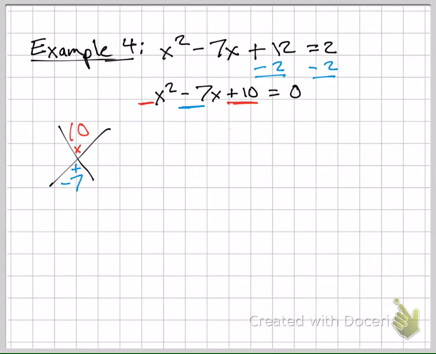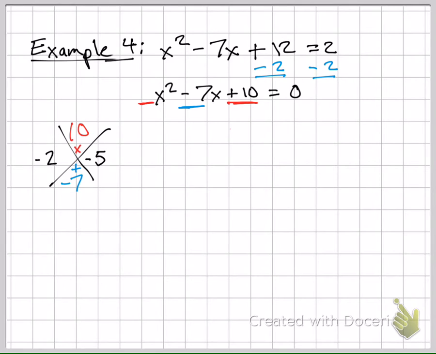Well, wait, 2 and 5 sounds pretty good, right? Because 2 plus 5 is 7, but it has to be negative 7. So in this case, to keep that multiplication positive, but get a negative in addition, we'll want to make them both negative. Because if you check, negative 2 times negative 5 would give us 10. Negative 2 plus negative 5 would give us negative 7.